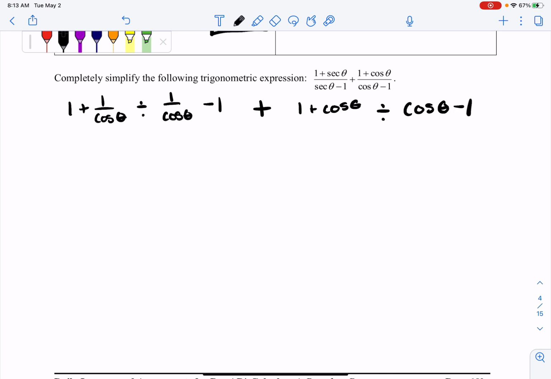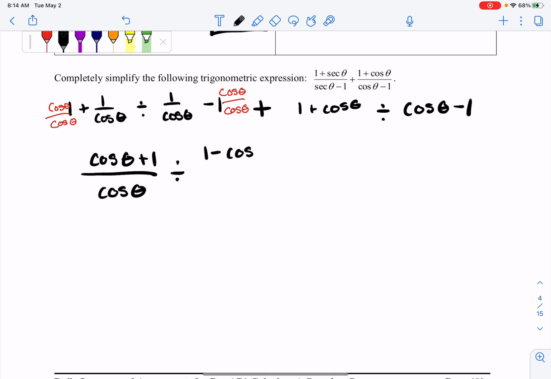Now, none of those needed to be rewritten, so we're really going to focus on the left-hand side to start with. First things first, if I want to add these together, I need a common denominator, so we need cosine theta over cosine theta to replace my 1 here. And same thing over here, this is going to be cosine theta over cosine theta instead of 1. Okay, so we get cosine theta plus 1 on the top over cosine theta, right? Because common denominator just stays. And then this is all being divided by 1 minus cosine theta all over cosine theta.